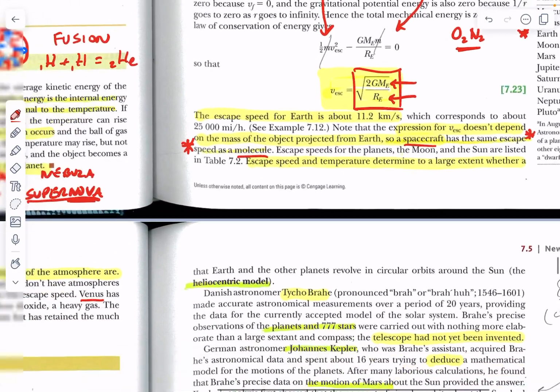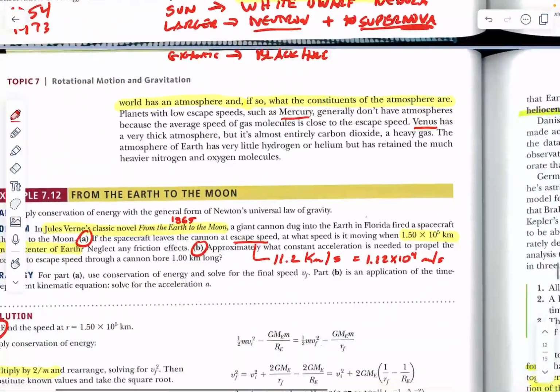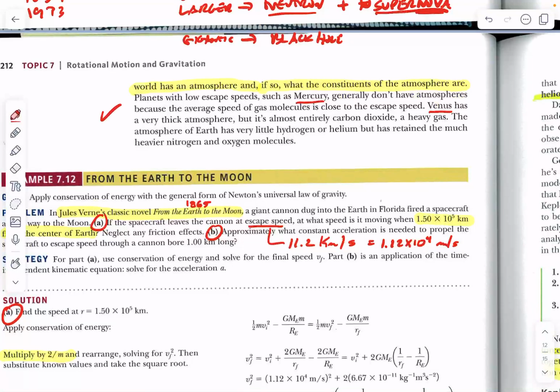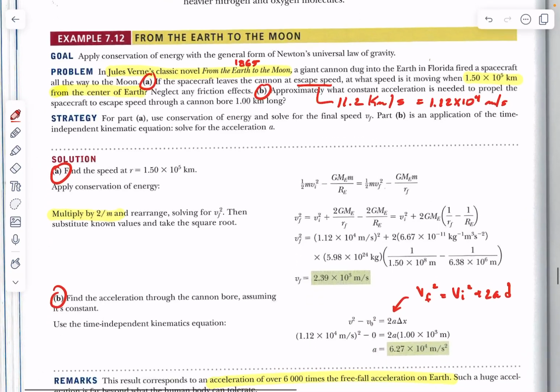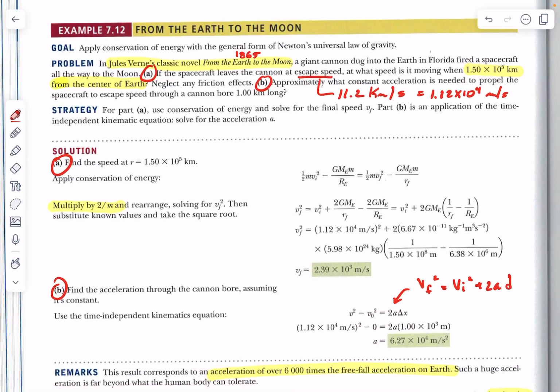Now, coming down here, this is where they talk about Mercury and Venus, and I think I just did that. So let's take a look at this problem right here, from the Earth to the Moon. Now, they refer here to one of my favorite authors way back in middle school. I read most of the books by Jules Verne. He wrote during the middle of the 19th century. He was a Frenchman, very interesting person.